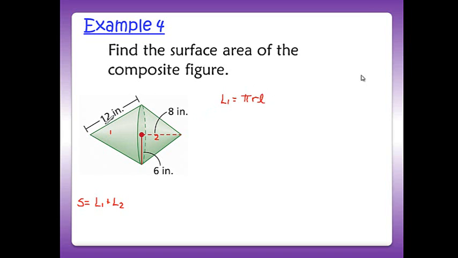I'm given that my slant height is 12. I know the radius is 6, so I have all the information I need. I have 72 pi square inches for that one.